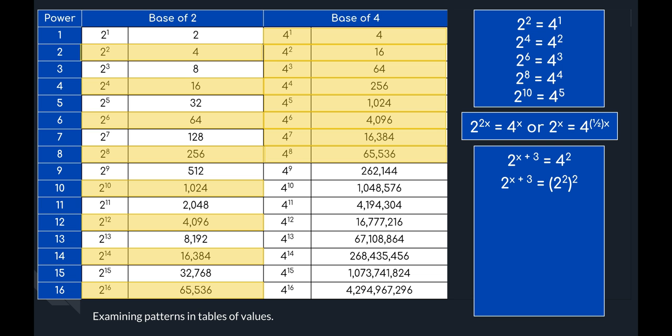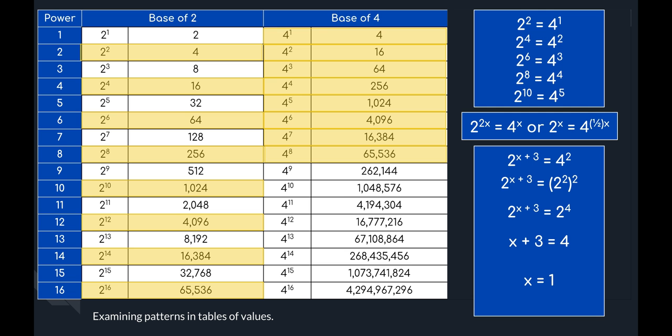2 to the x plus 3 equals 2 squared to the second power. Using our power of powers rule, that's equivalent to 2 to the 4th. We can now equate the exponents because the bases are the same. And notice that once we've equated our exponents, we're actually just solving a linear equation.